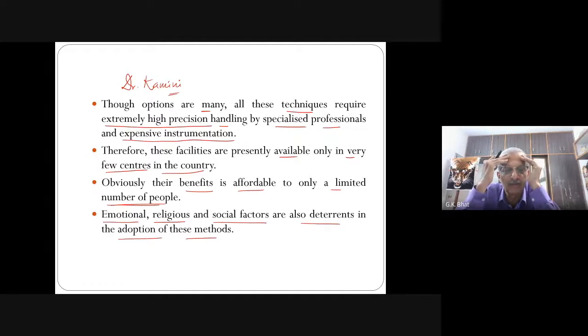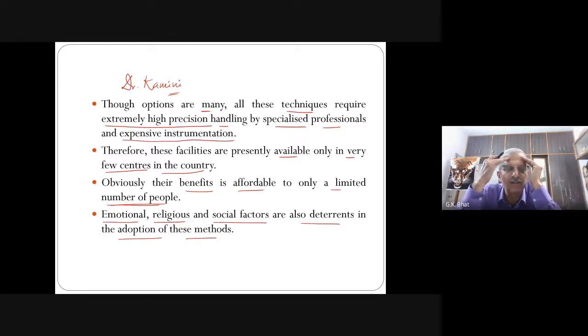And sometimes religious people think that it is God's decision, and one day or the other God is going to give the child. And there are many social factors also. No one is ready to go to the doctor, because it will become the talk of the town. Everyone will come to know that she is not getting conceived, she is going to the doctor, her husband is going to the doctor. Like that. All these social factors are also deterrents in the adoption of these methods.